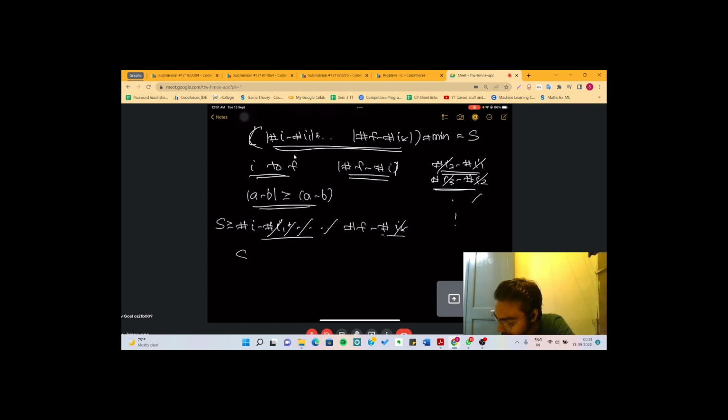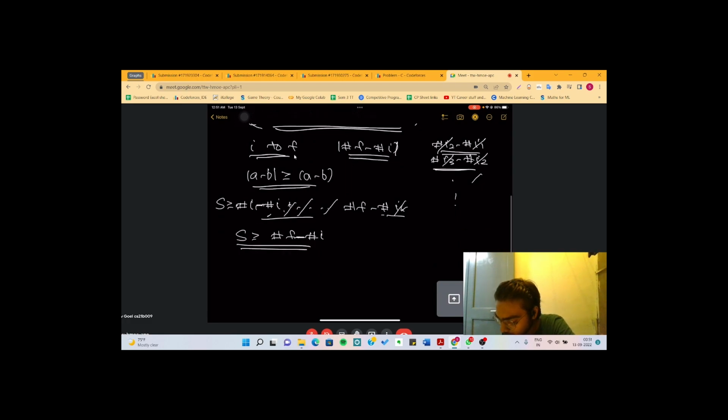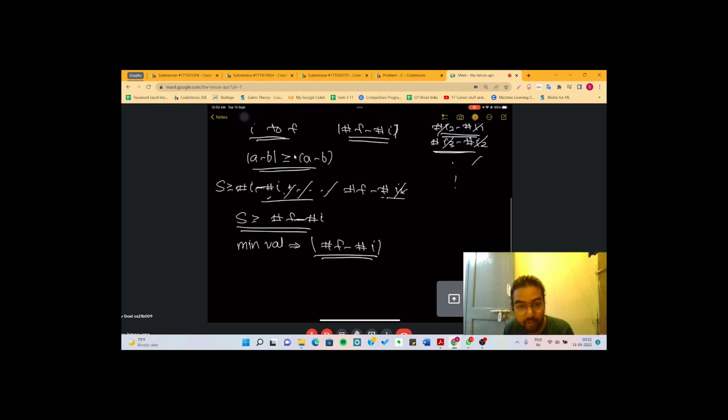So my S is greater than or equal to hash F minus hash I. So this will be hash F minus hash I. And so basically the minimum value that S will have is hash f minus hash I mod. Like the minimum value will be this. So we got what the minimum value is. The value can't get smaller than this. So we know that minimum value is this, and we know that this is achievable.